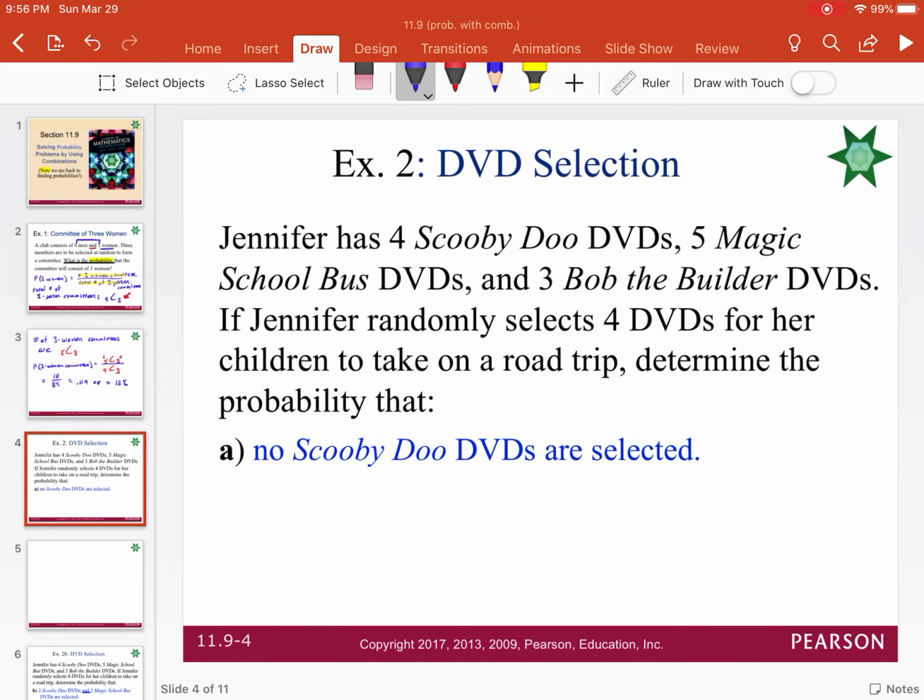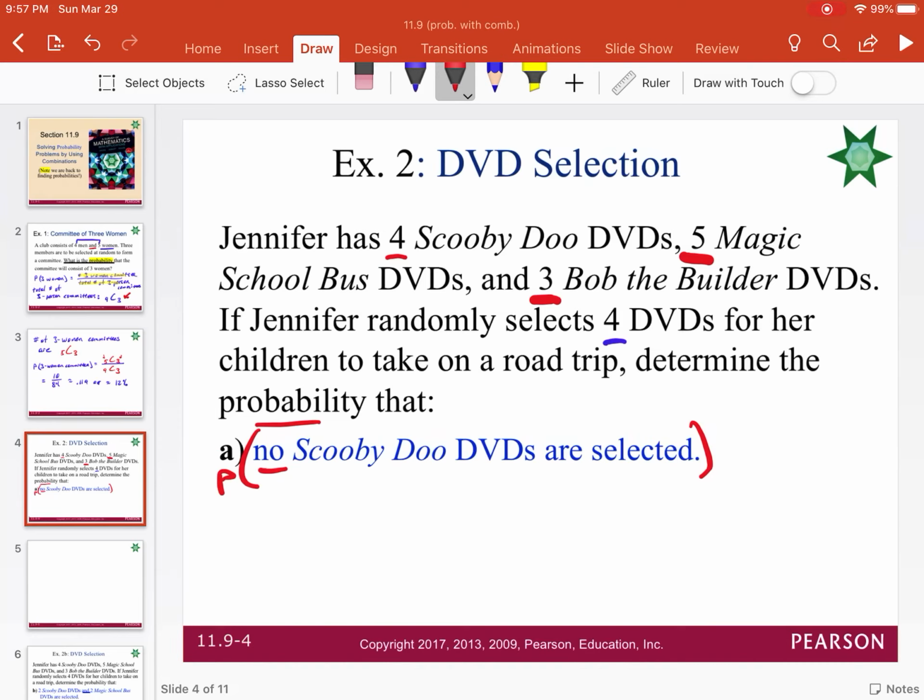Jennifer has 4 Scooby-Doo, 5 Magic School Bus, and 3 Bob the Builder. All right. Randomly selects 4 for her children to take on a road trip. Determine the probability that no Scooby-Doos are selected. Okay. Remember it said probability. So I could just throw a P in front of this and that's our problem, right? Probability of no Scooby-Doos selected.